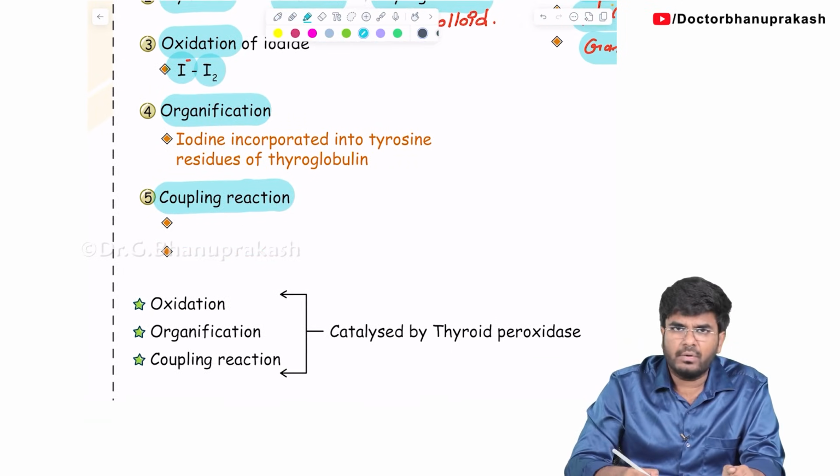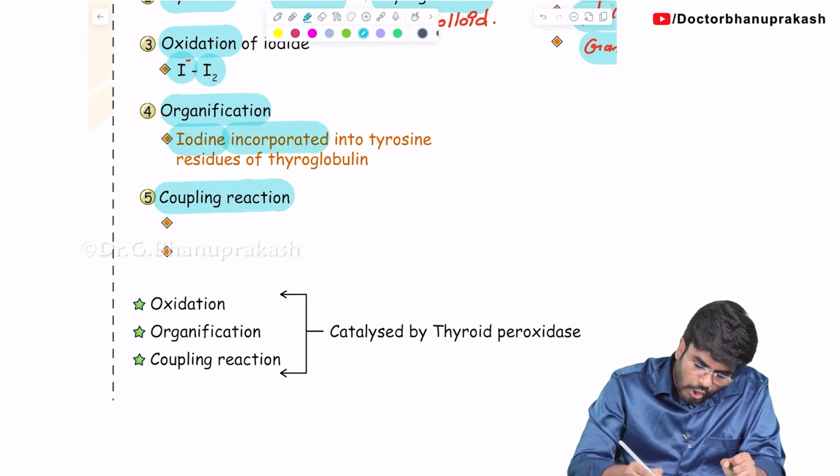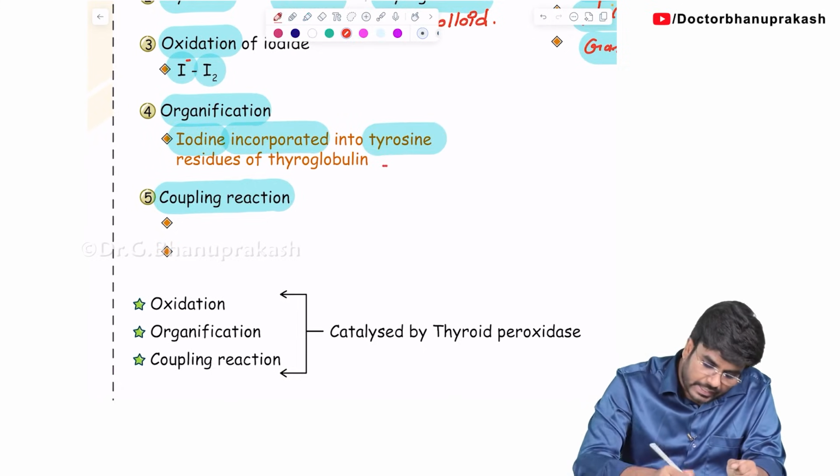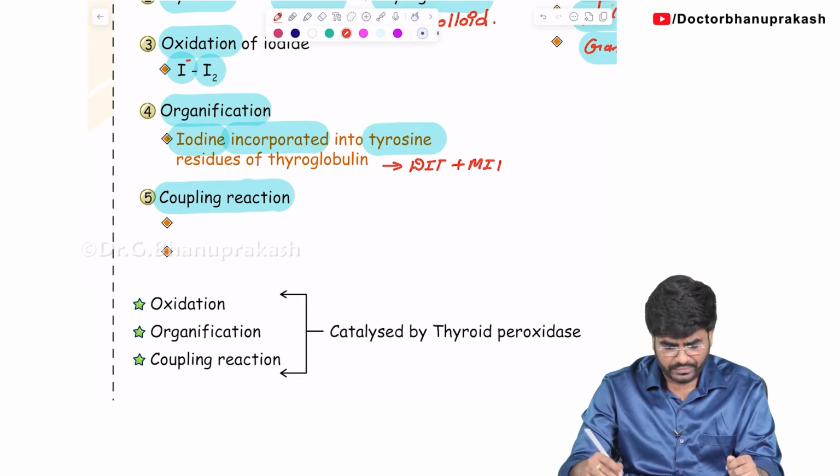In organification, what is happening? Our iodine is incorporated onto the tyrosine, resulting in the formation of DIT molecules and MIT molecules. Already I have explained this to you.